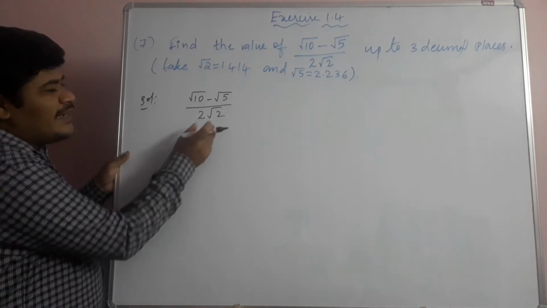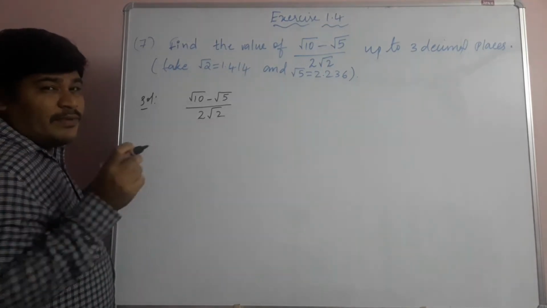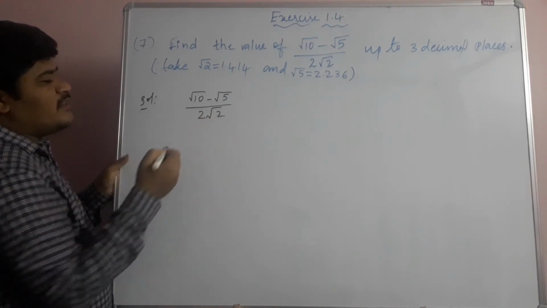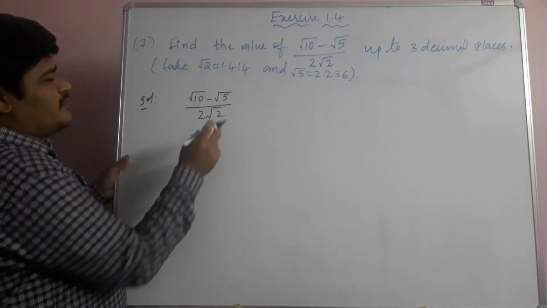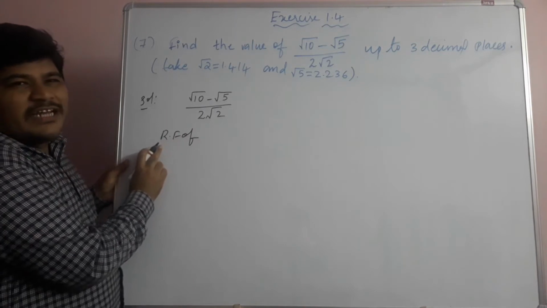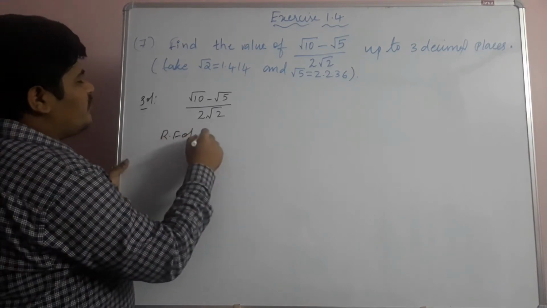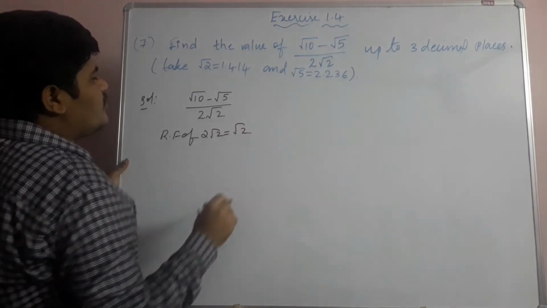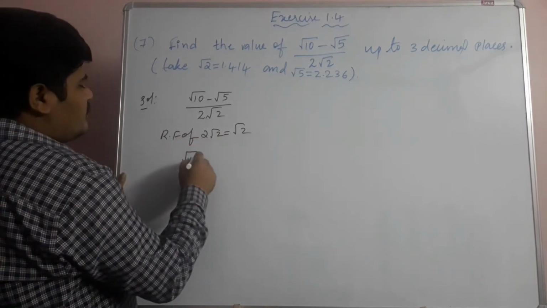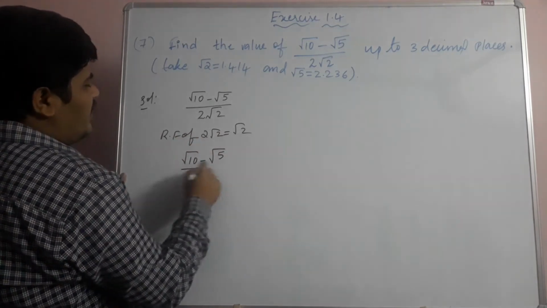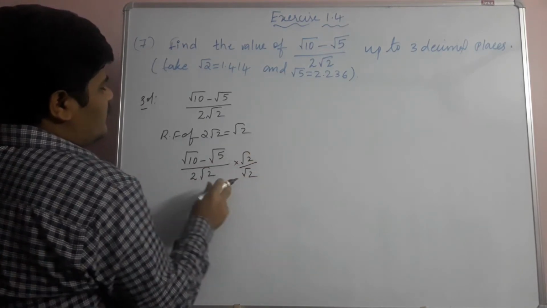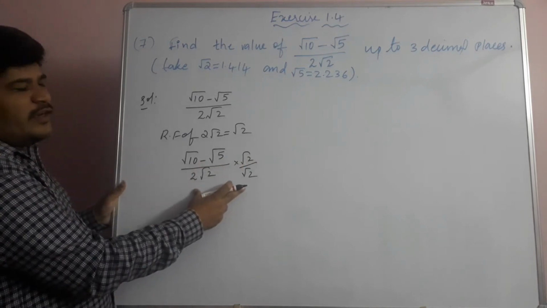Okay, so what is the rationalizing factor of 2 root 2? The simplest rationalizing factor is root 2. For monomials, the given term itself is a rationalizing factor. So RF of 2 root 2 (here RF means rationalizing factor, short form) is equal to root 2. So students, now we need to multiply it with root 2 by root 2. So (root 10 minus root 5) by 2 root 2 into root 2 by root 2. So numerator into numerator by denominator into denominator.